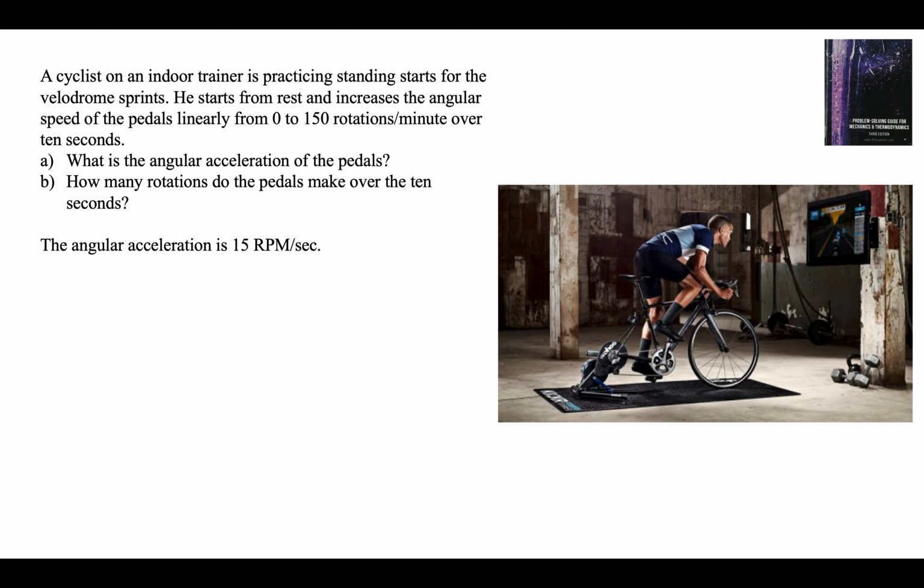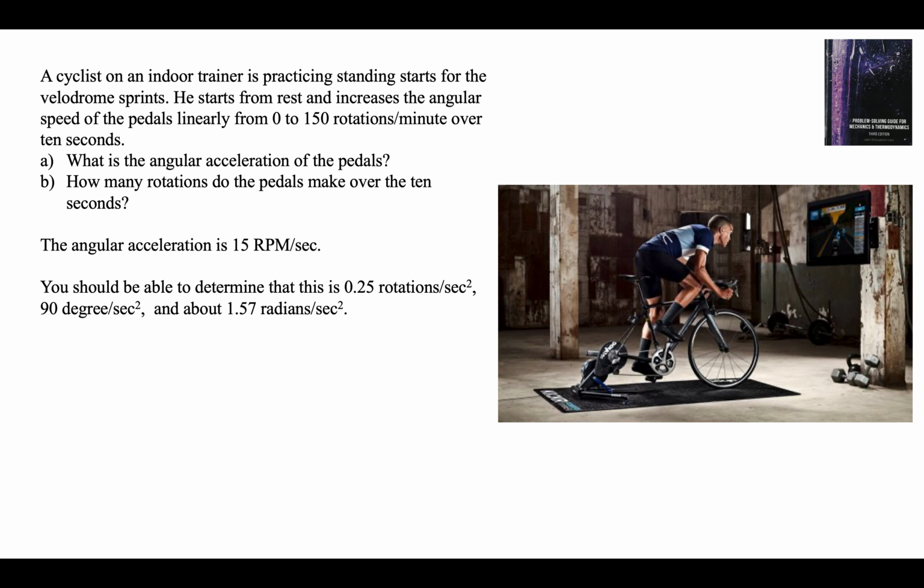So part B, how many rotations do the pedals make over the 10 seconds? By the way, here's some different units for that. Alpha, that angular acceleration, 1/4 of a rotation per second each second, 90 degrees per second each second, 1.57 radians per second every second.